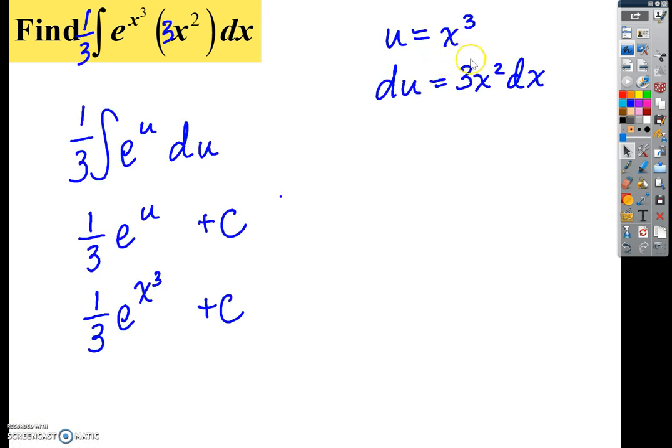So I started with u equals x cubed. Du then is 3x squared dx. So I needed to put a 3 right there, so I could put 1/3 in the front. And so that being done, then I take my integral. 1/3 e to the u plus c, which becomes 1/3 e to the x cubed plus c. Next problem.